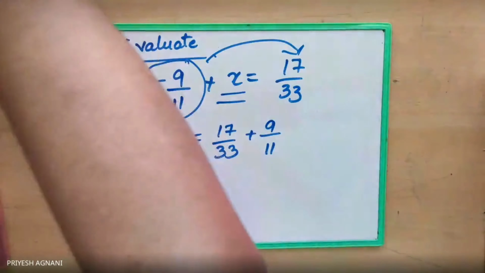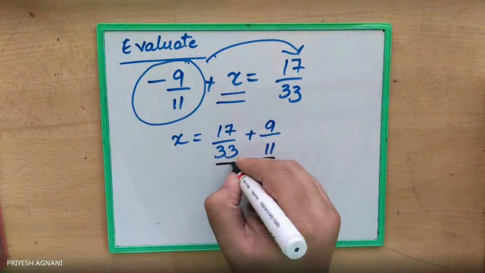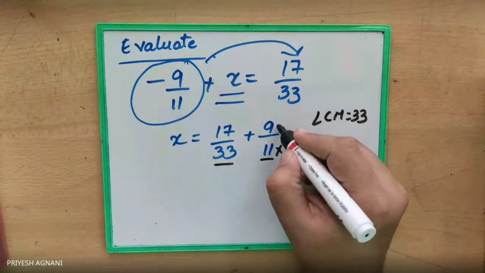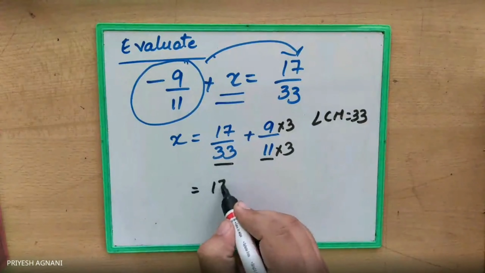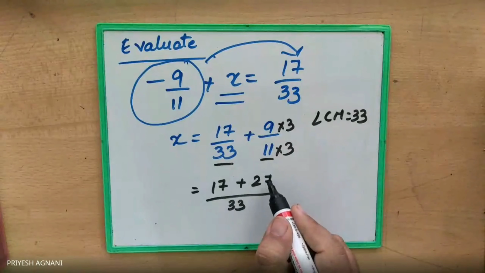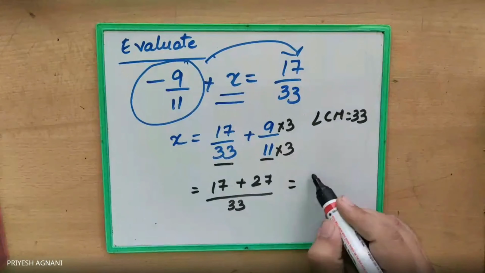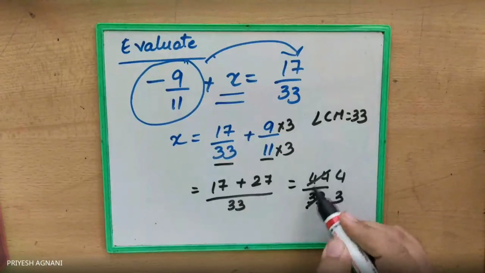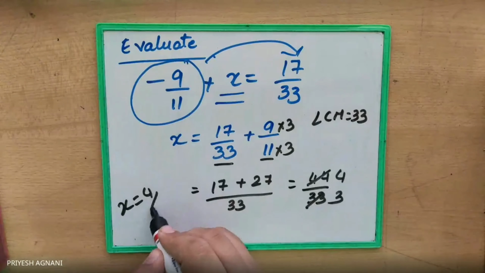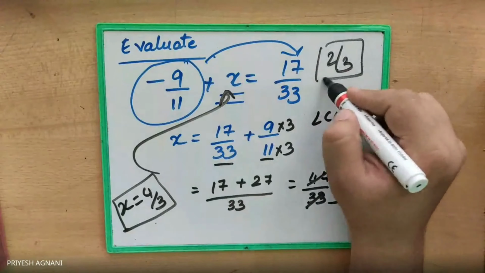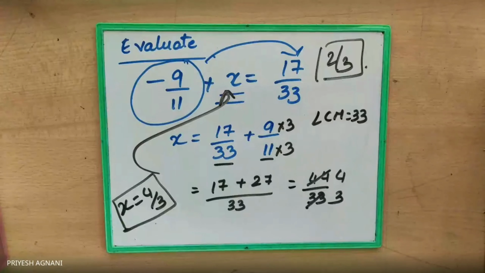Here, as you know, you are supposed to take LCM for 11 and 33. LCM is equal to 33. You multiply 3 over here. So it becomes 17 plus 27 upon 33. 17 plus 27 becomes 44 upon 33. When you reduce it, it becomes 4 upon 3 because 11 cancels out. So x is equal to 4 upon 3. This can be asked for 2 or 3 marks in your written exams. In MCQ, it can be asked for 1 mark also. This is the type of value you have to find for the value of x.